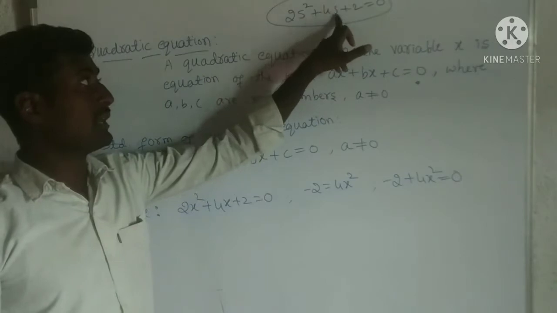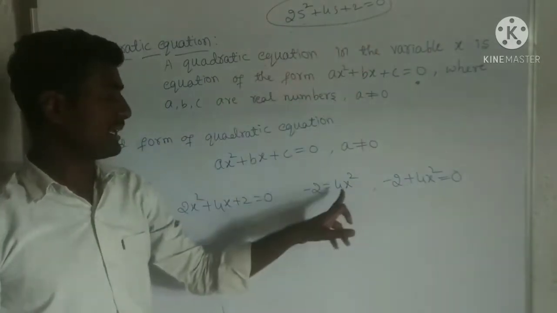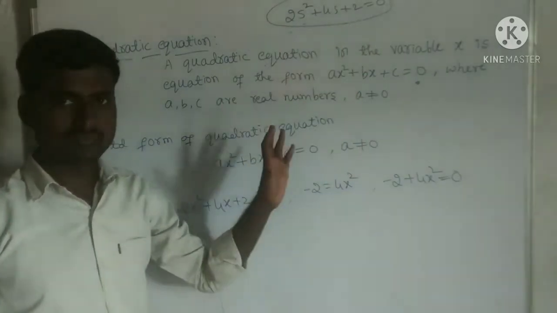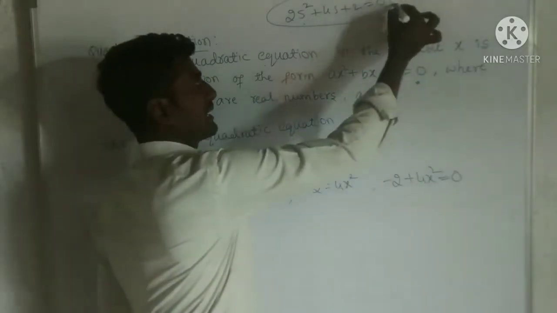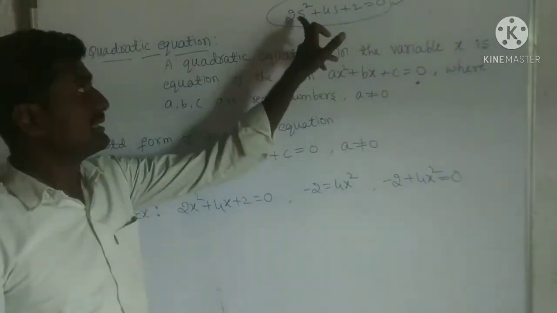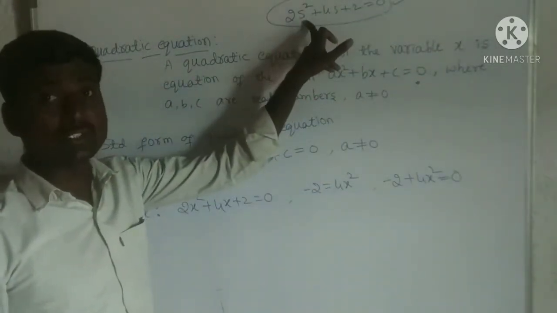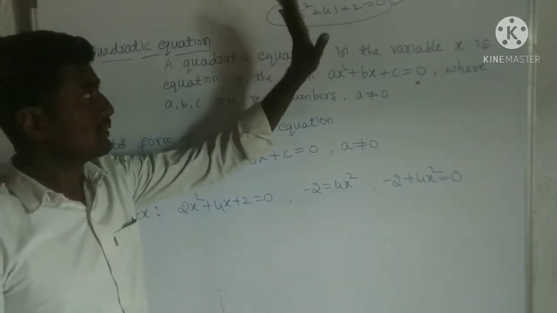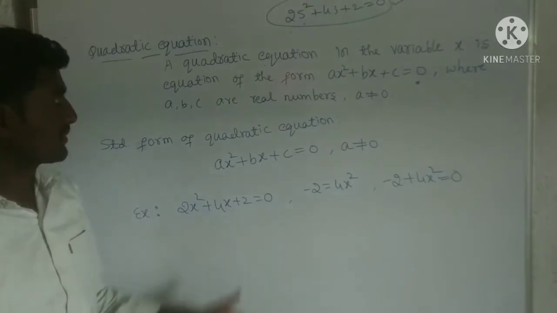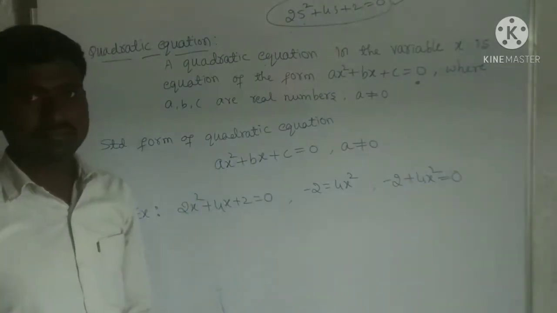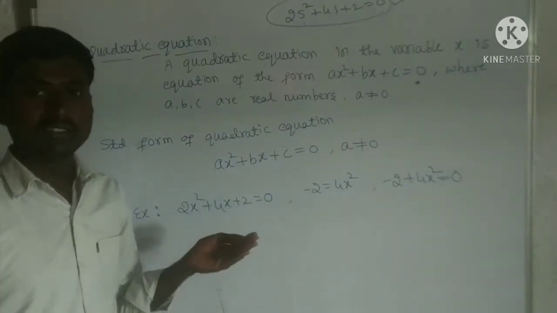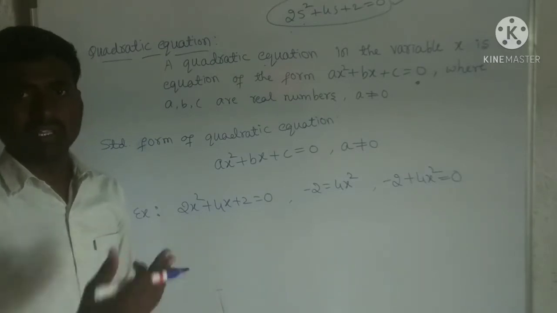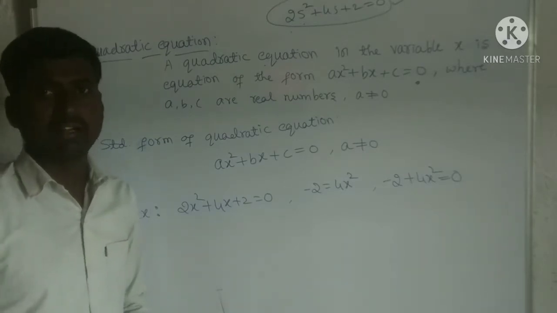Here I used the variable s, but earlier the variable I used was x. It is also a quadratic equation because the degree of this equation is 2. The highest power of s is 2. So you write all these. Now let us start the exercise. There you will come to know the clear idea.